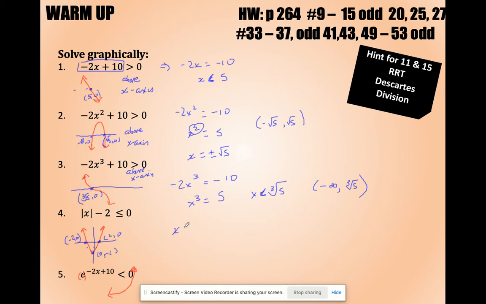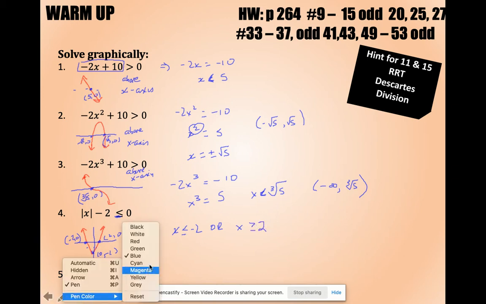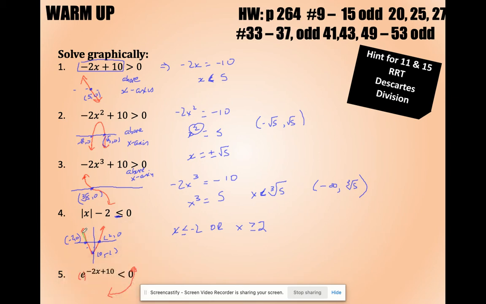So you must write this as two separate statements. Notice there's an equal sign this time. So when x is less than or equal to negative 2, or when x is greater than or equal to positive 2. I really want to make sure you understand that because there are two pieces of the graph that make this statement true. Where is the graph less than or equal to 0? Oh, I said less than, didn't I? Darn it. I did that on purpose.